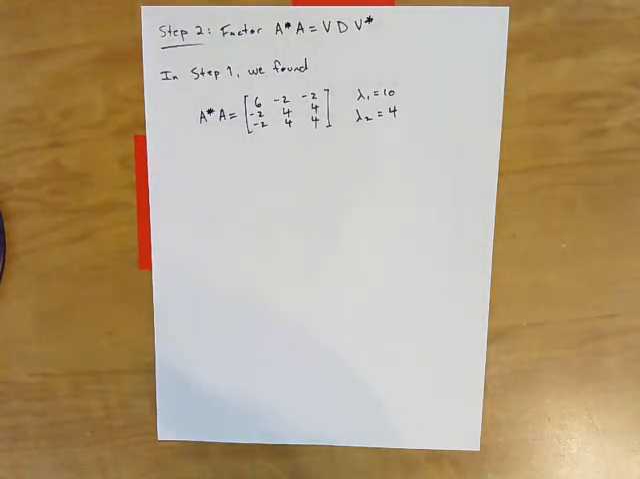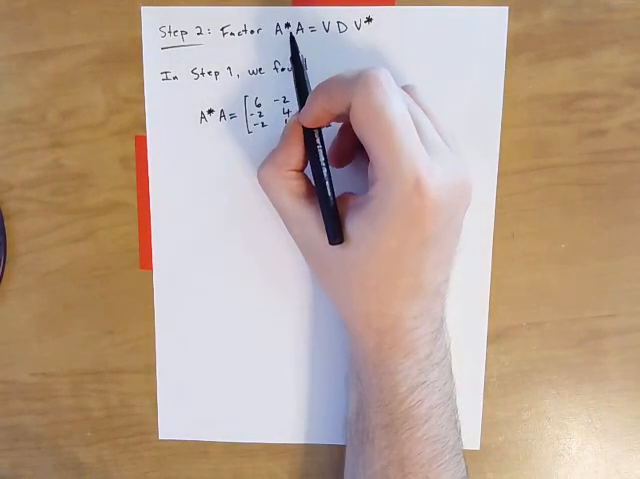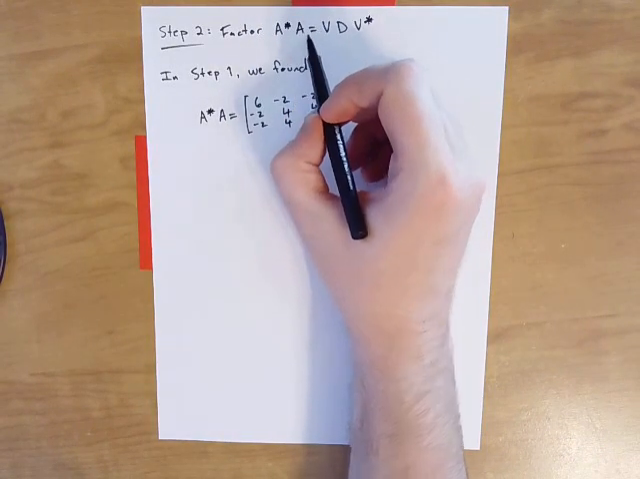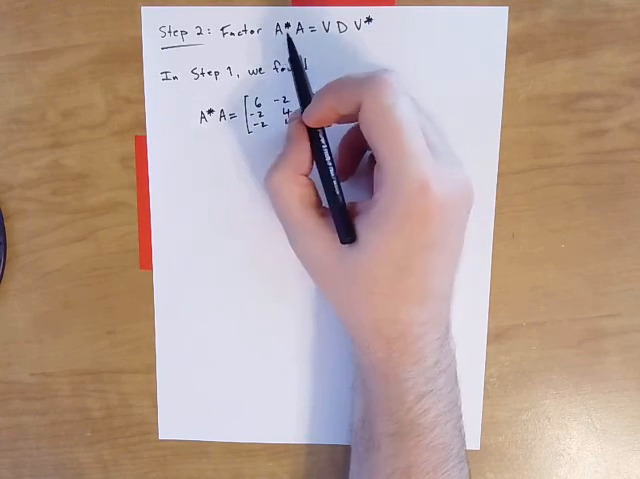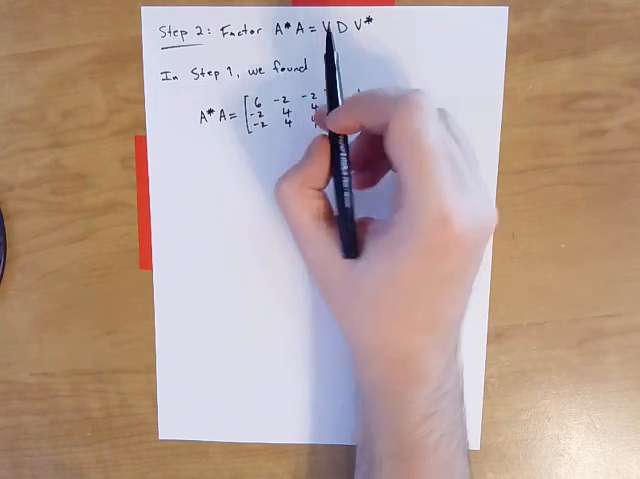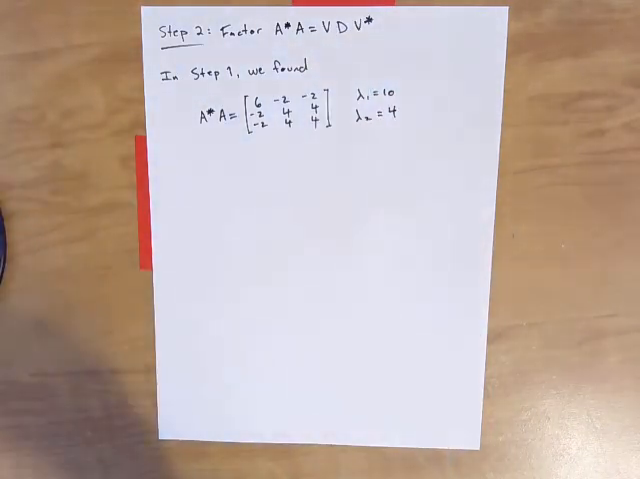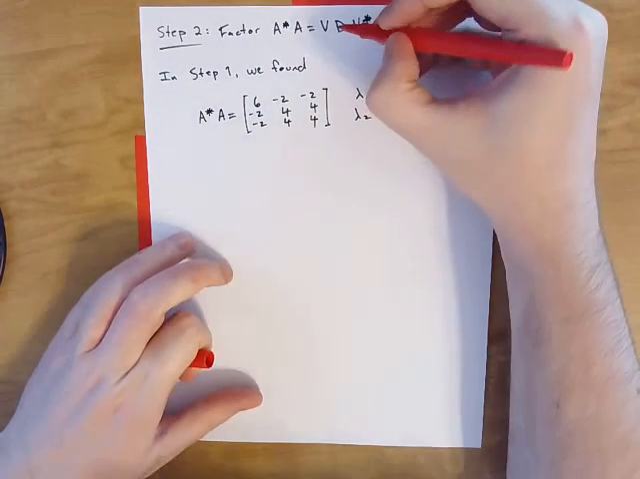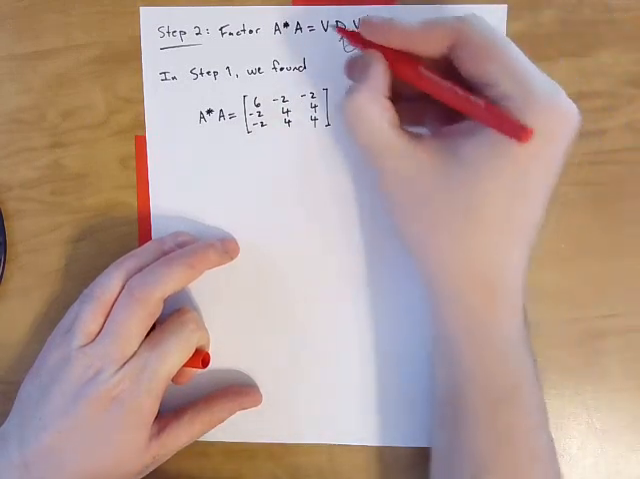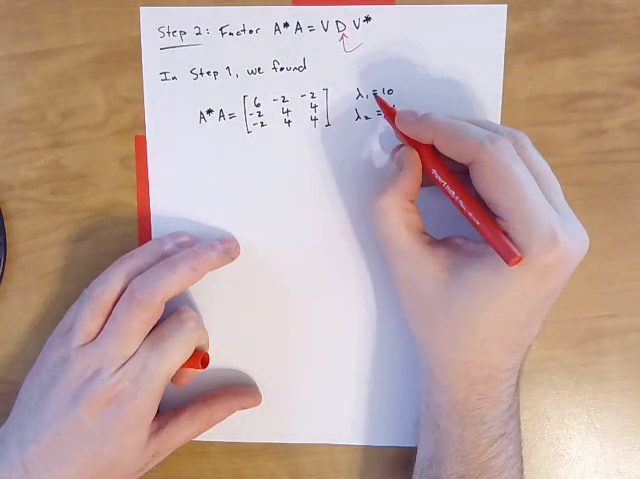Okay, so now that we found the eigenvalues of the Gramian of our original matrix, we can proceed to step 2 of our algorithm for calculating the singular value decomposition. And in step 2, we need to factor the Gramian of our original matrix according to the spectral theorem, which means we want A star A equals V times D times V conjugate transpose.